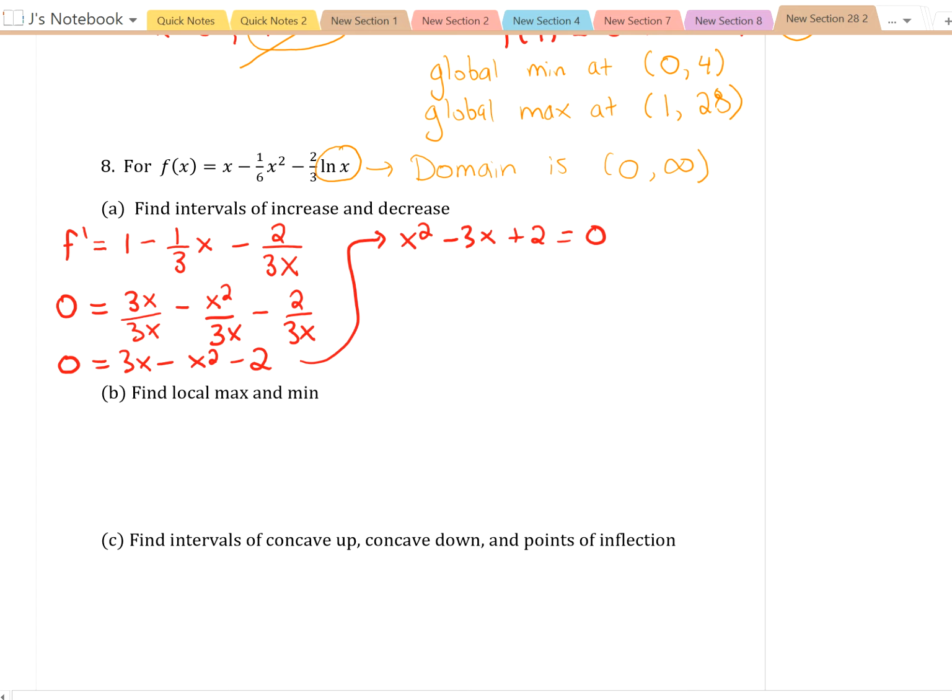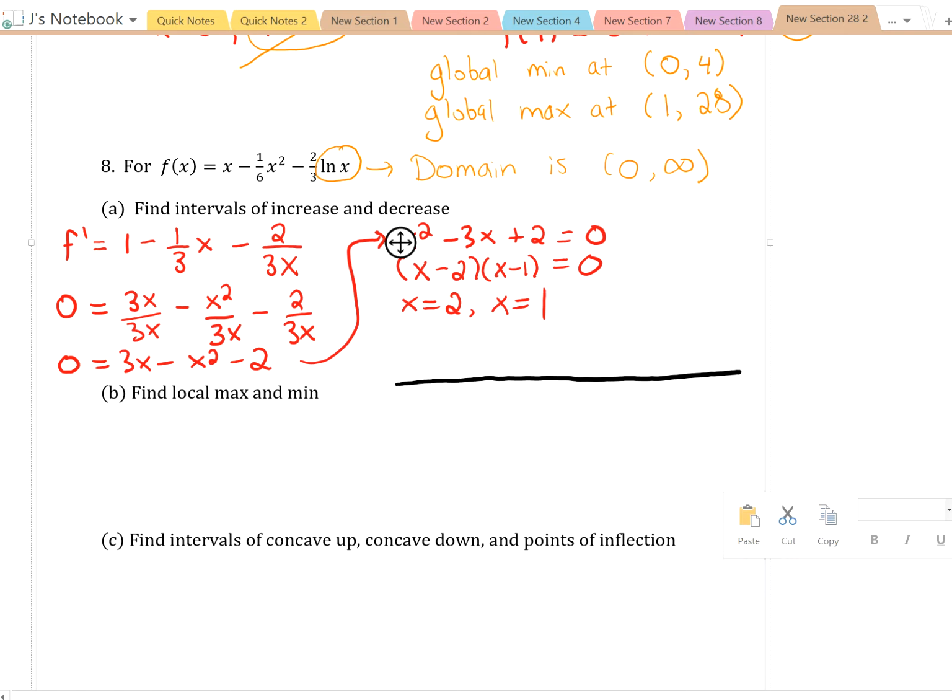This has two solutions. It factors into x minus 2 times x minus 1. So we get two answers. x is 2 and x is 1. Both of these are in the domain of the function. So unfortunately, we have to draw a number line now and check in the three regions that will be constructed.